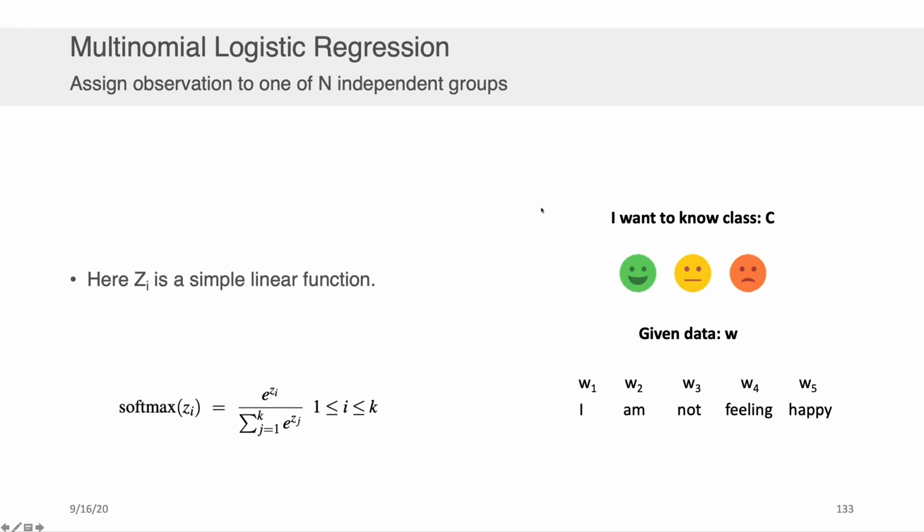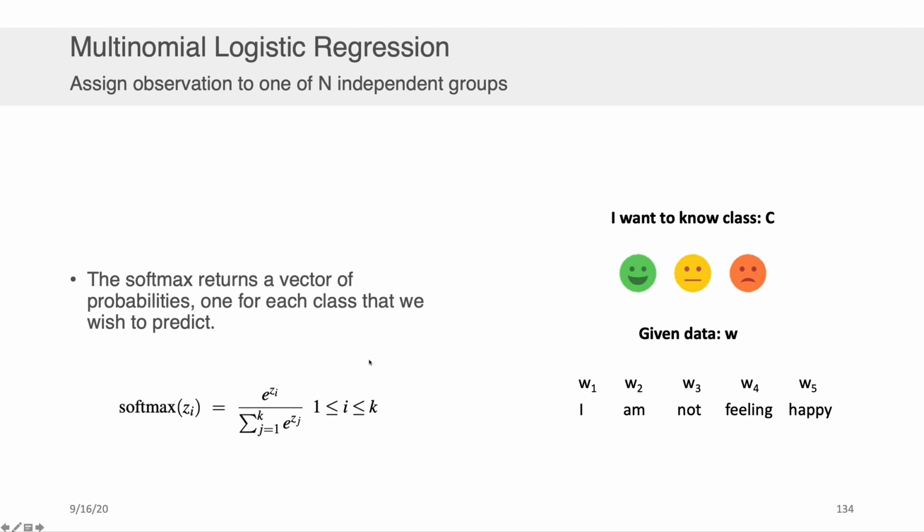The zi term here in the equation just refers to that simple linear function, mx plus b, or there could be obviously other features, and that could be longer. And the softmax returns a vector of the probabilities, one for each of the classes that we wish to predict. So in the case of this example here on the right, if we wanted to know the probability of class C, given the data, the softmax would return three values, one for happy, one for neutral, and one for sad.